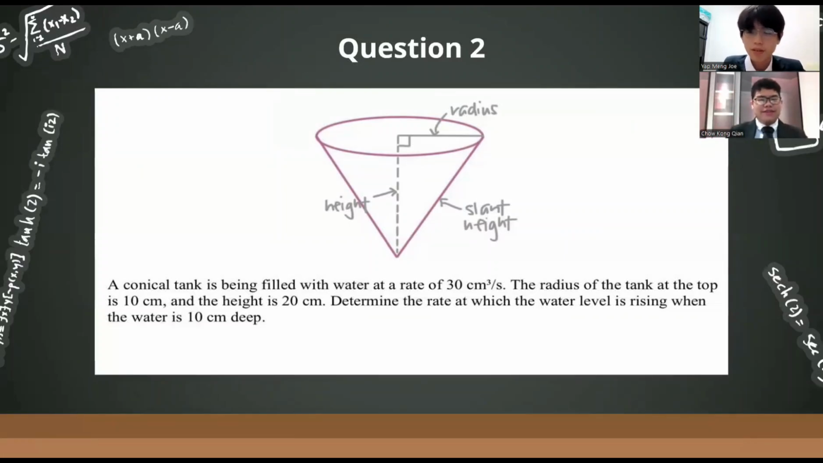The question for question 2 is: a conical tank is being filled with water at a rate of 30 cm cubed per second. The radius of the tank at the top is 10 cm and the height is 20 cm. Determine the rate at which the water level is rising when the water is 10 cm deep.